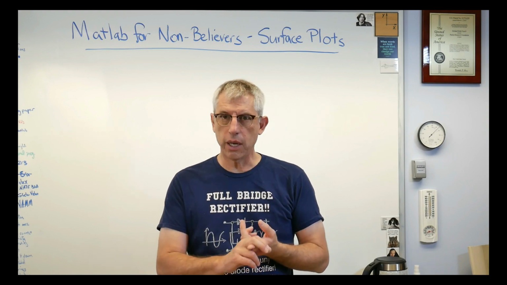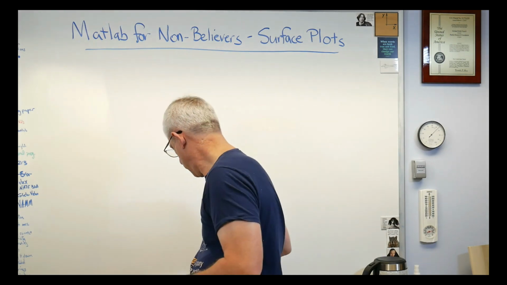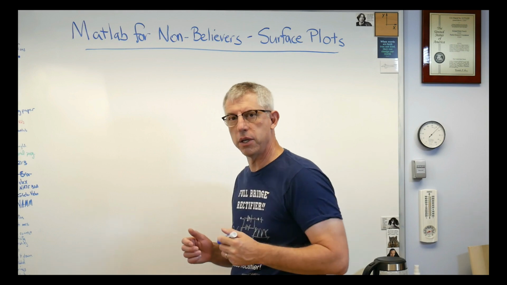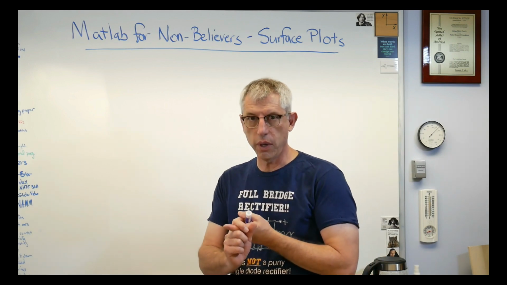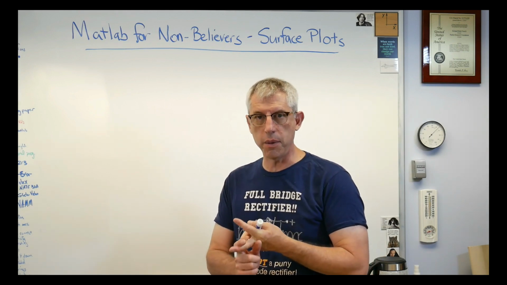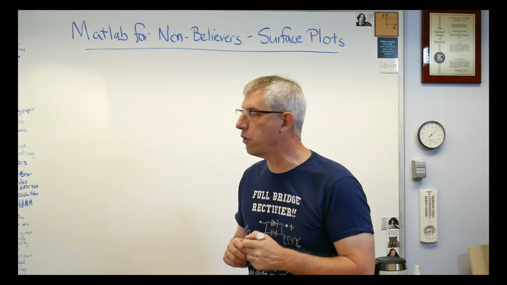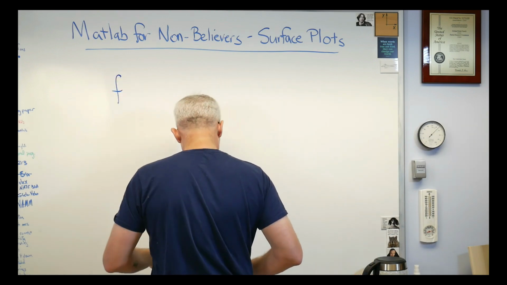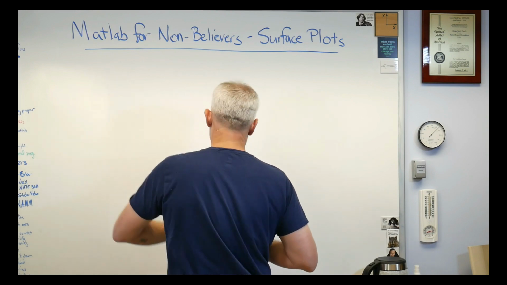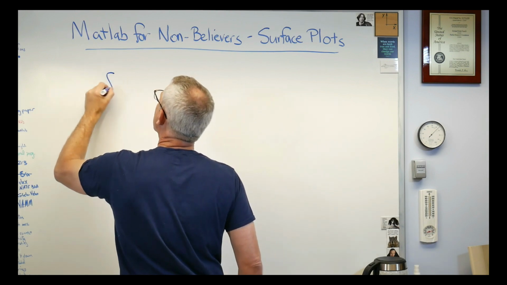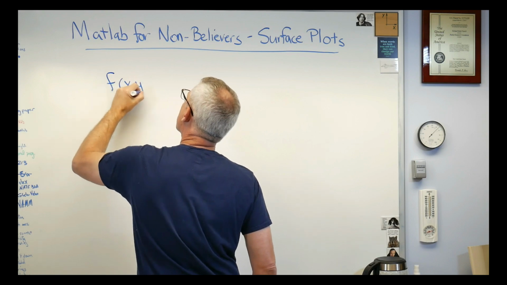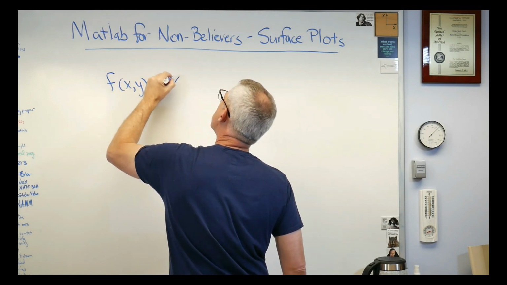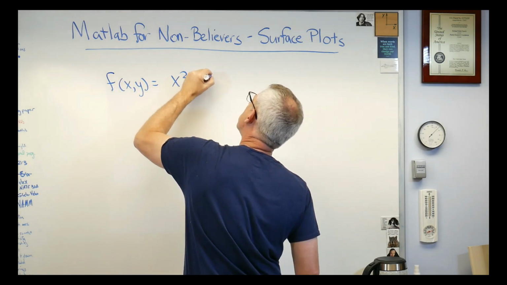Well, first thing you need is a 3D function. A function in 3 dimensions is going to have 2 independent variables and 1 dependent variable. So 2 plus 1, those are your 3 dimensions. And let's do a really simple one. Let's do something that looks like an ellipse, but it's ugly. F of x y is x squared plus 2y squared.